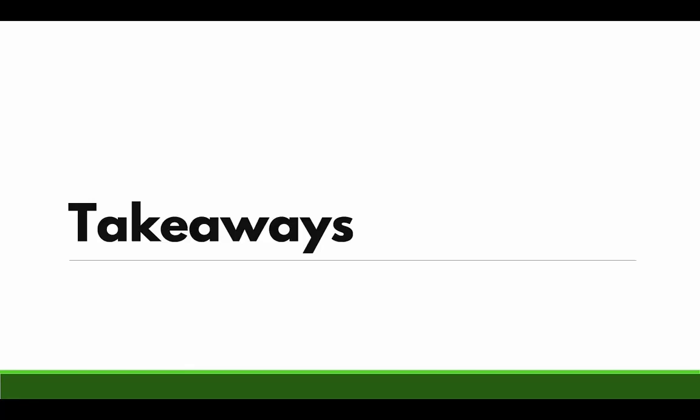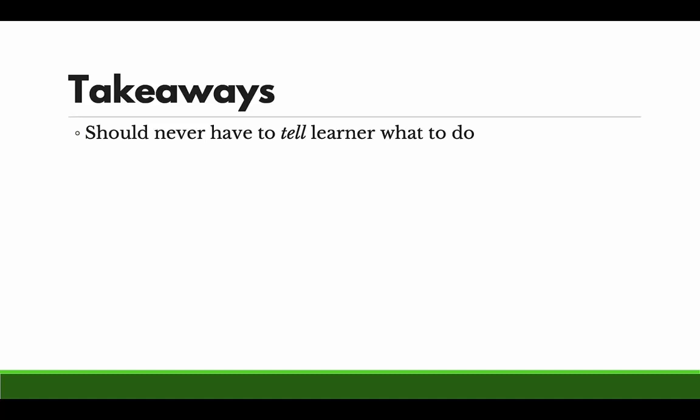All right, so major takeaways from part 1 and part 2 of 10 mistakes made in e-learning. In general, you should never have to tell the learner what to do. Good user experience, good usability should make it really clear what's clickable, what's not clickable, how to work through a tutorial so that they can focus on learning rather than figuring out how to use the tutorial.